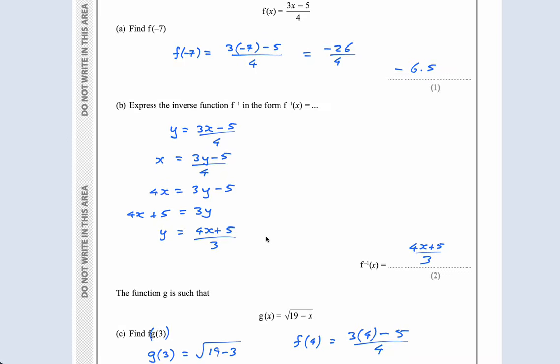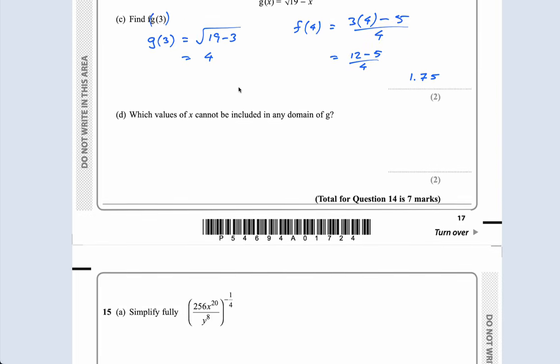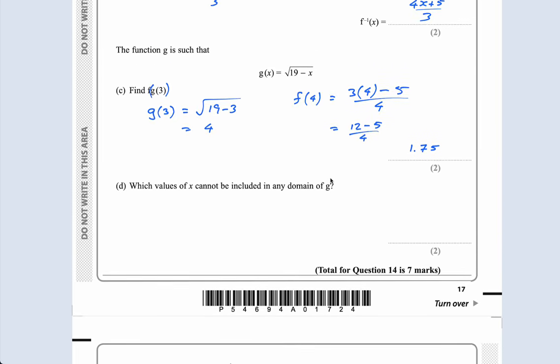Final question on question 14. Which values of x cannot be included in any domain of g? So this is g. We have to think, what number can we not put in as x? Because the domain is x. So if you put in 1, that's fine, you get root 17. If you put in 5, you get root 14, that's fine. But what number is a problem? Well, remember, you can't get the square root of a negative number. So we can't have any negative numbers in here.